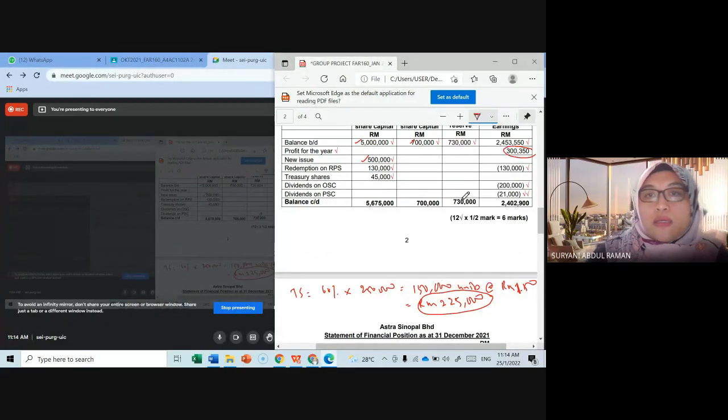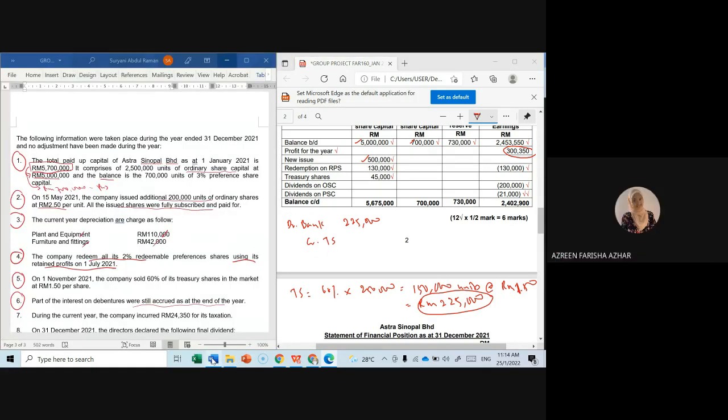Okay, now treasury shares. When you resell the treasury shares, you will get money, betul? Debit bank, betul tak? How much? 225,000. Okay, you will credit what? Treasury shares, of course. Betul tak? You akan keluarkan treasury shares kan? Betul tak kelas? Betul, madam.